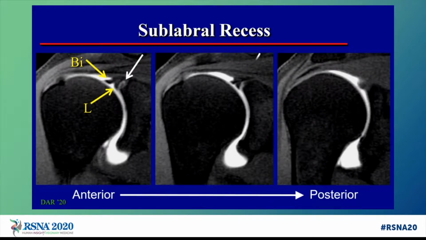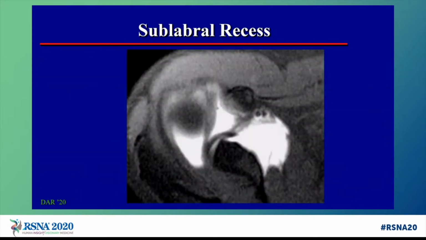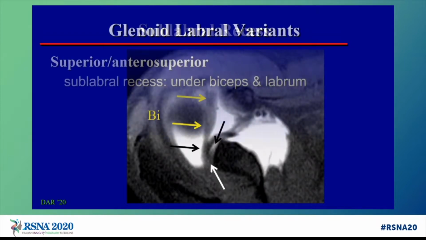When we move slightly posteriorly, we still see the recess. That's okay because we can still see the biceps. But when we move posterior enough that we no longer see the biceps, we don't see any contrast under the labrum either. In the axial plane, that's the humeral head and that's the glenoid. In this patient, the biceps attaches to the labrum where that black arrow is. So this contrast is under the biceps and under the labrum, but there's no contrast posterior to the biceps.